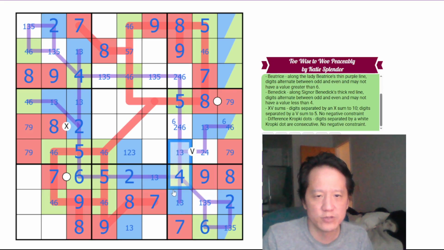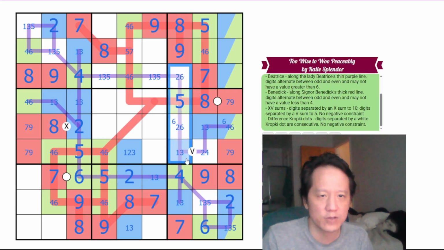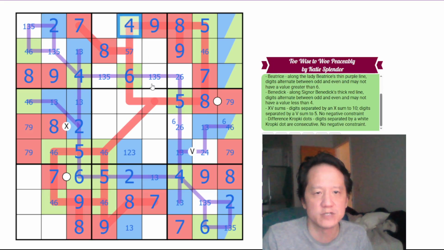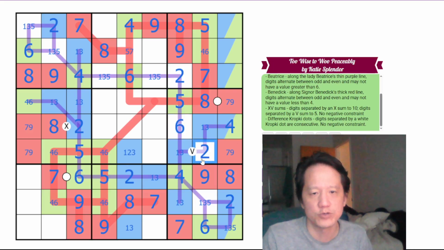And then we don't know about this. This can't be 4 because of the 4 in the column. This can't be 4 because of this 4, so this must be 6, which makes this a 4. This 4 eliminates 4 here, so that's a 6. That makes this a 2, which makes this 6, which makes that 4, which makes that 2.